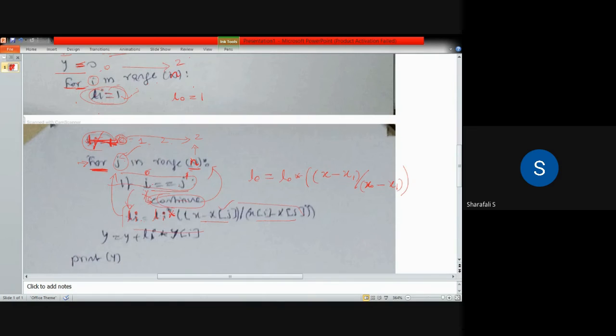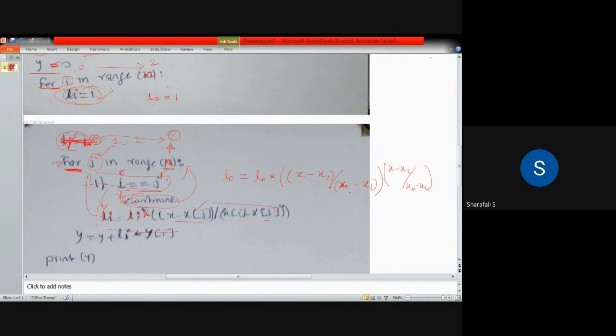I'm just giving this number as 2 when we are considering 3 data points. So it depends on how many data points you have, the length of the list that you have defined. Depending on that, these terms will be increased. The next one will be x minus x2 divided by x0 minus x2. So this has to be multiplied. That is how it will work.